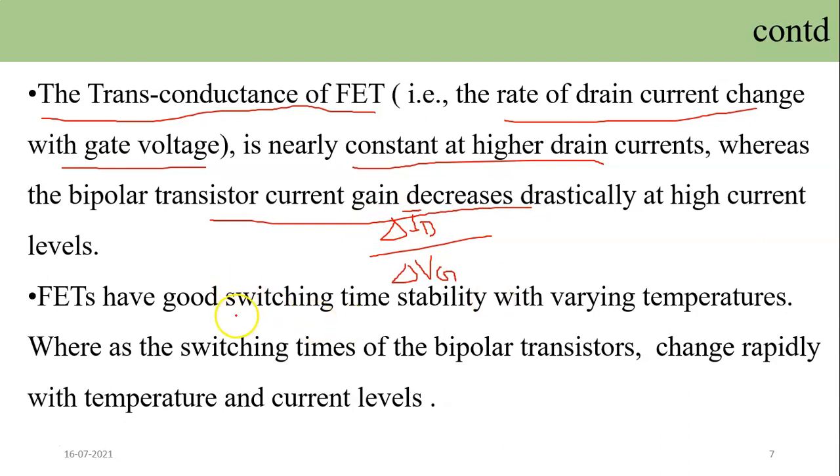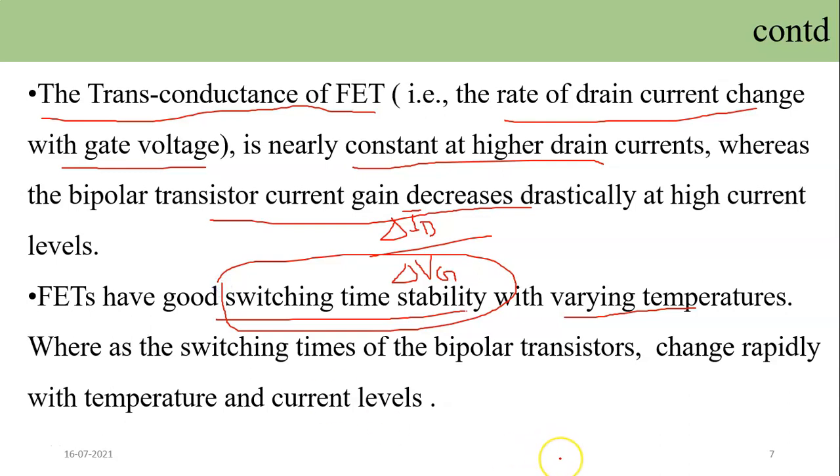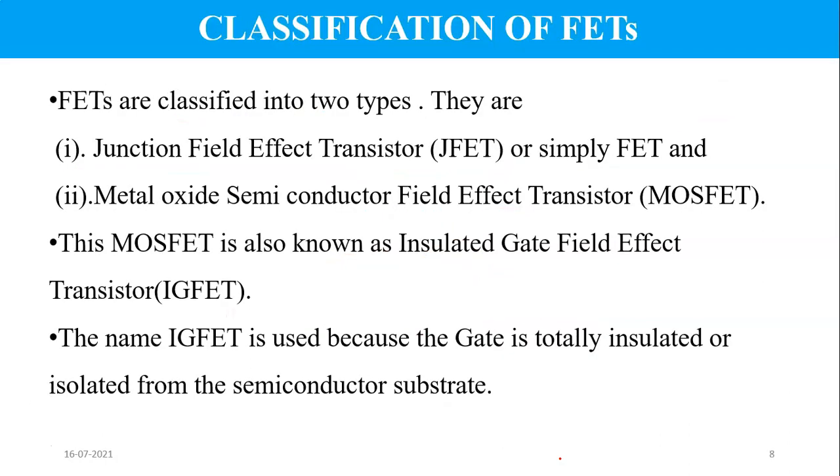Another thing, FETs have good switching time stability. That means they can switch in digital circuits when they are used. They switch from 0 to 1 or 1 to 0 level even with changing temperature. Even when the temperature is increased or decreased, the speed does not change. That is called switching time stability. But this is not the same case with your BJT. With a change in temperature, the switching speed also changes. That is a very important thing.